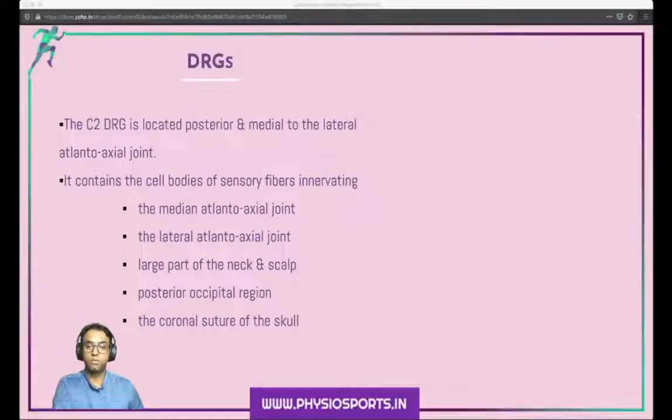The C2 dorsal root ganglion is the only ganglion which is normally located outside the spinal dura mater. It is located posterior and medial to the lateral atlantoaxial joint. It contains the cell bodies of sensory fibers innervating the lateral atlantoaxial joint, part of the neck and scalp, and the posterior occipital region, as well as up to the coronal area covering the coronal sutures of the skull. Now, with such an innervation, the irritation of this structure can create symptoms ranging from suboccipital headaches to migraines.